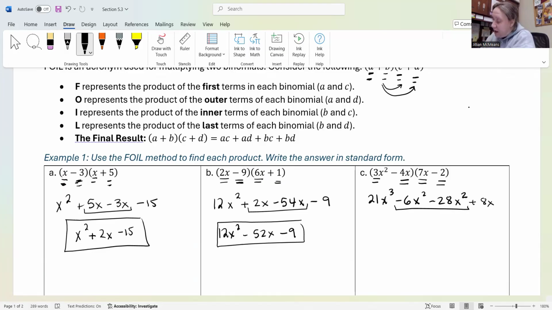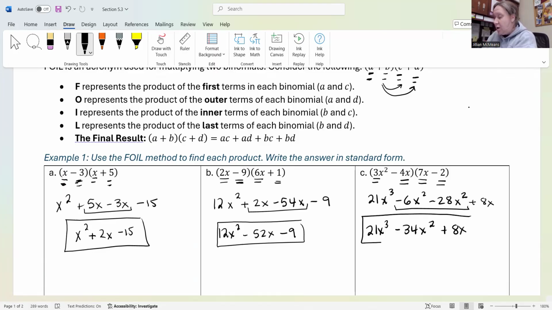So first, I'm going to bring down my 21x to the third. There's nothing to combine with it. And then negative 6 minus 28 is negative 34. And then we just want to keep the x squared factor. So I get minus 34x squared. And then finally, there's not another term to combine with 8x, so I just drop down my 8x.